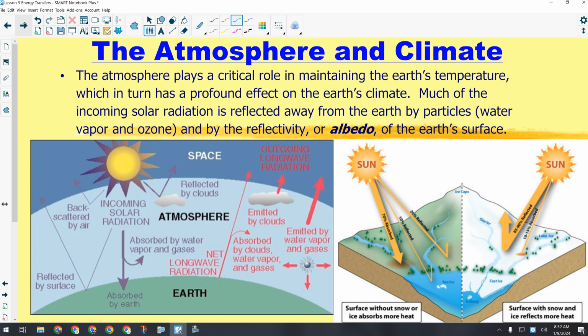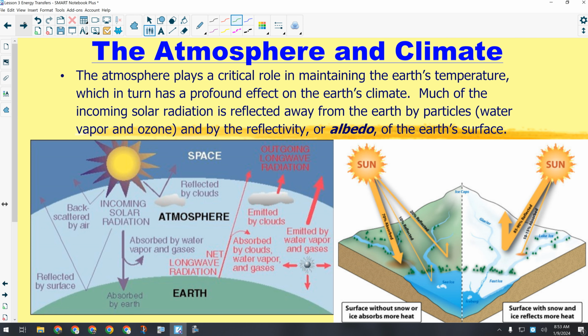Am I ever going to ask you to label that diagram? Maybe. Never. Never going to ask you about the names of the layers of the atmosphere. I'm just outlining that we're only concerned with the lowest 11 kilometers or so.